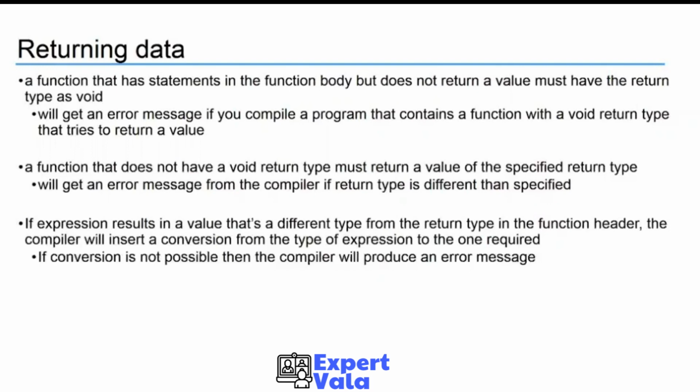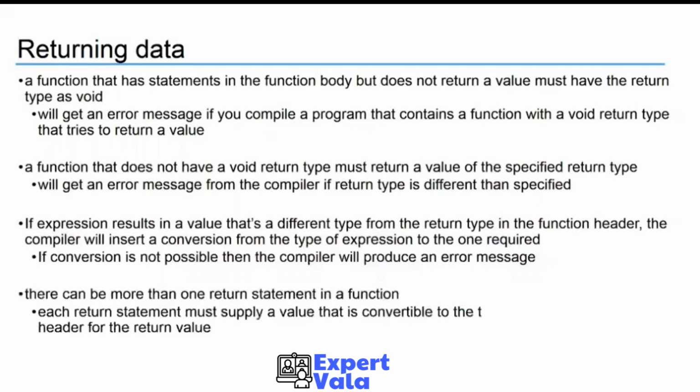It's not always possible to do the conversion. In cases where it is not possible, you are going to have an error produced by the compiler. If you are trying to return an int when you are supposed to return a string, or when you are trying to return an int when you are supposed to return an enum, the compiler is going to complain. You can also have more than one return statement in a function. I mentioned this briefly and why you don't want to do it, but you can do it.